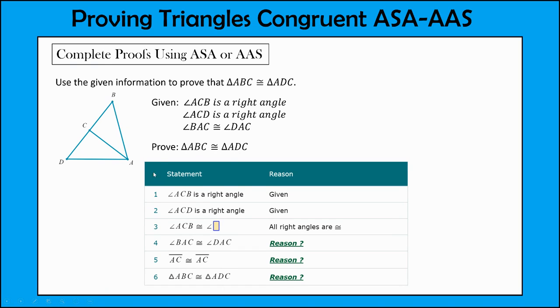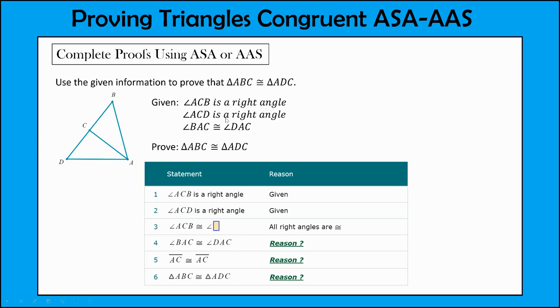So I got triangle ABC, this half of the triangle, if you will, and triangle ADC. I'm trying to prove those two are congruent to each other. Now, what I'm told is angle ACB, that angle is a right angle. ACD, I'm told that's a right angle. And I'm also told that angle BAC and DAC, those two are congruent.